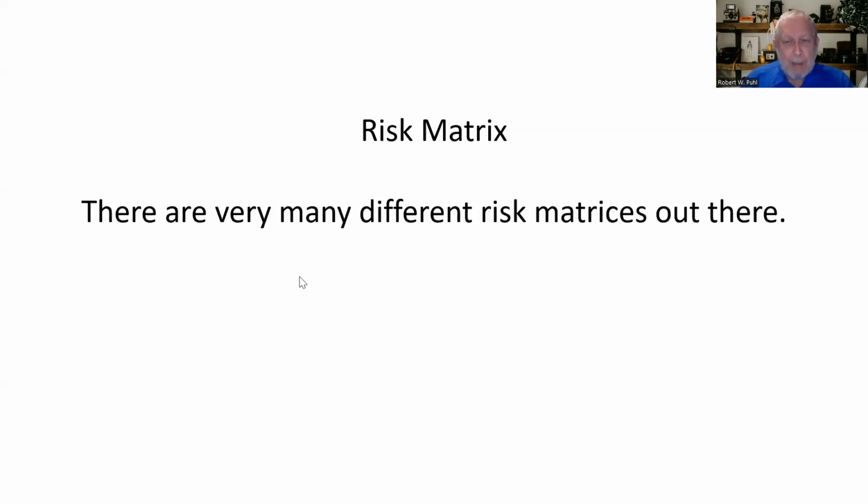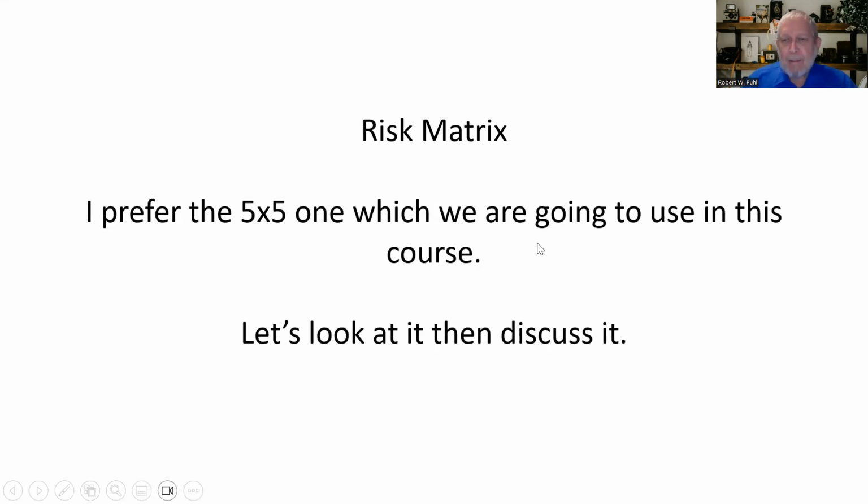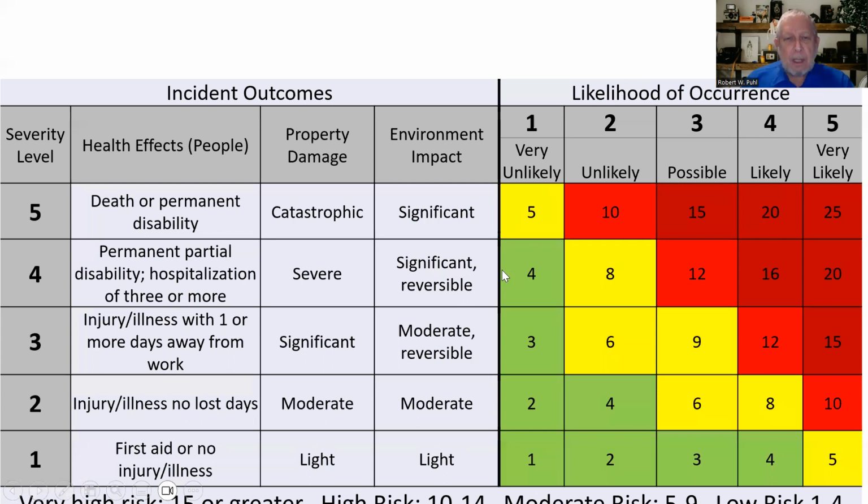There are many different risk matrices out there. If you look on the internet, you're going to find hundreds or thousands of them, just like for the hierarchy of controls too. But in process safety management, PSM, we used a 4x4 matrix, mainly because that's the one the ammonia industry used, and so did our consultant during a process hazard analysis. So we'll talk about PSM later. We use that in there because that's what they did. But I prefer the 5x5 one, which we're going to use in this course and any other of my courses too. So let's look at it, and then we're going to discuss it.